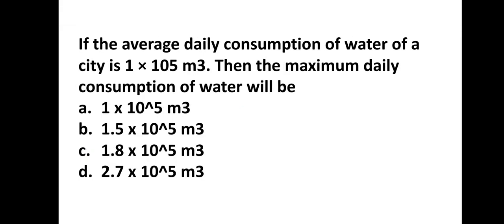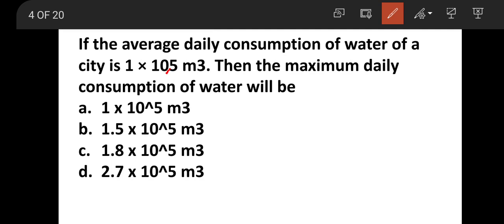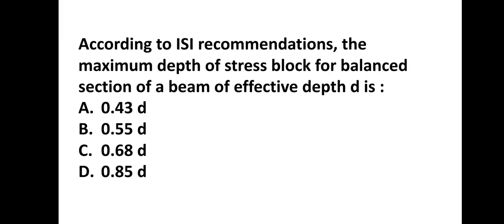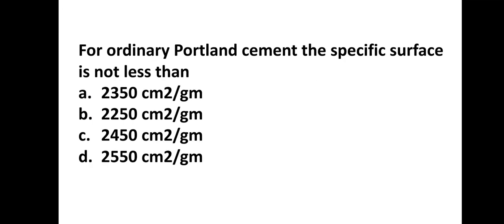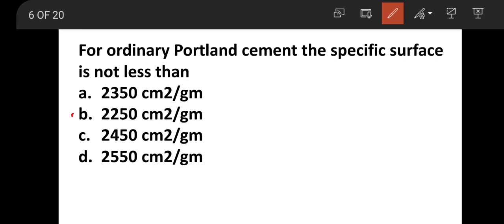Next question, if the average daily consumption of water of a city is 1 into 10 to the power 5, maximum daily consumption of water will be, correct answer is 1.8. Next question, according to ISI recommendations, the maximum depth of stress block for balanced section of a beam of effective depth D, that is given by 0.43 D. Okay. Next question, for ordinary Portland cement, the specific surface area is not less than. So here the correct answer will be 2250 centimeter square per gram.